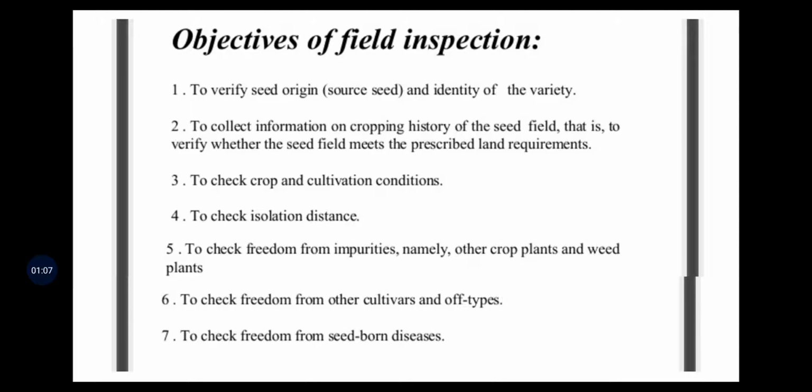The objectives of inspections are to verify seed origin and identify the variety, to collect information on cropping history of the seed field, that is, to verify whether the seed field meets the prescribed land requirements or not, to check crop and cultivation conditions, to check isolation distance, to check freedom from impurities, namely other crop plants and weed plants, then to check freedom from other cultivars or off types, and to check freedom from seed-borne diseases.